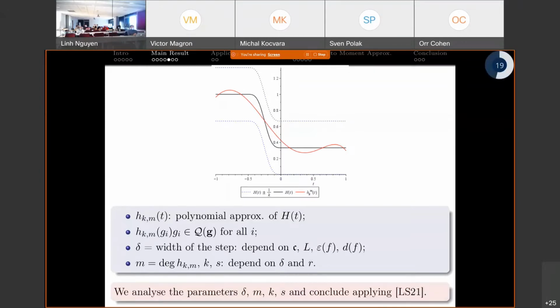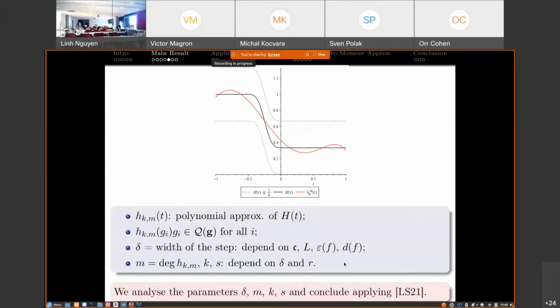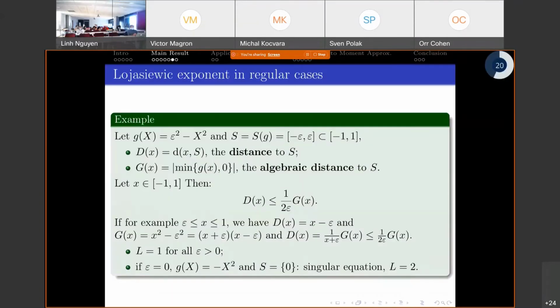And okay, so what we do is to analyze these parameters. We deduce the order of the degree and of the norm, and then we conclude applying the result of Monique and Lucas. Okay, let's move to L equal to 1, the logistic exponent. If you look at this example that came out in a discussion with, yes, there is a question.